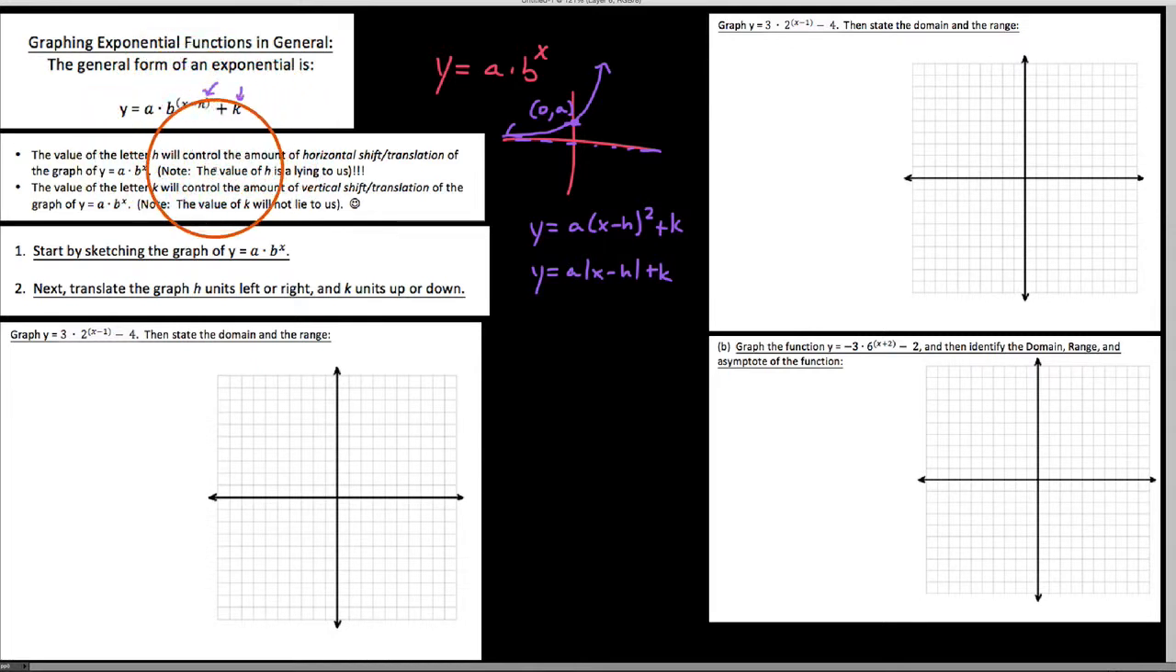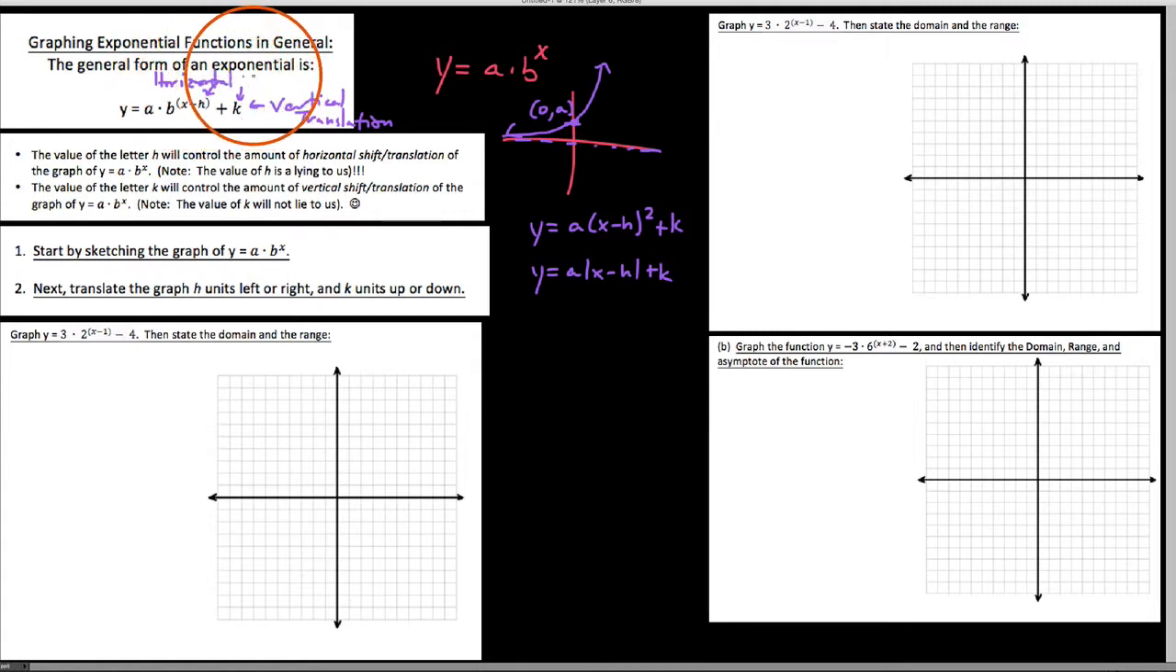Okay, so we're going to make a little note here. We say that the value of the letter h will control the amount of horizontal shift, or what we say is horizontal translation in math, of our graph of y equals a times b to the x. So here I make a little note. H is lying to us. It seems backwards from what it is, and we'll take a look at that kind of pattern here in a second. And we say that this value of k right here is going to control our vertical translation, whereas h is horizontal translation.